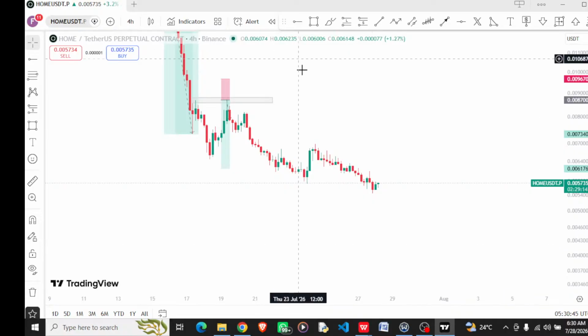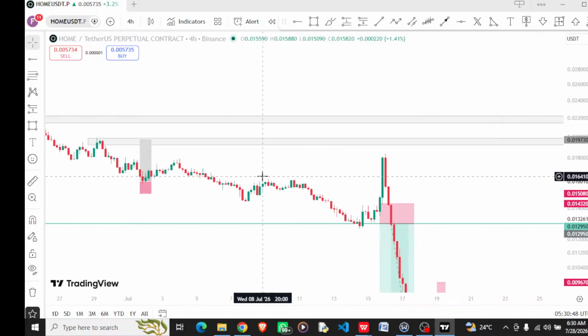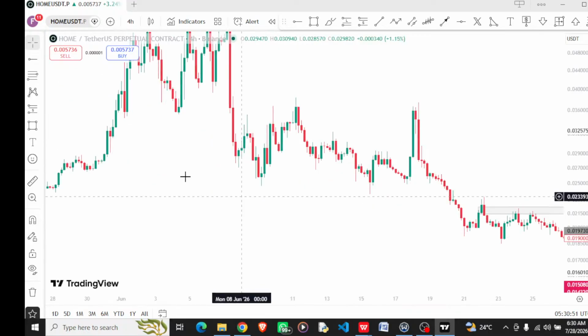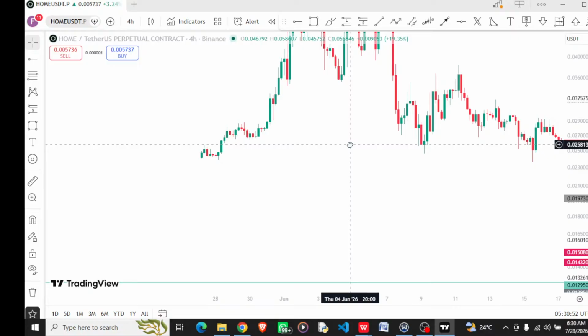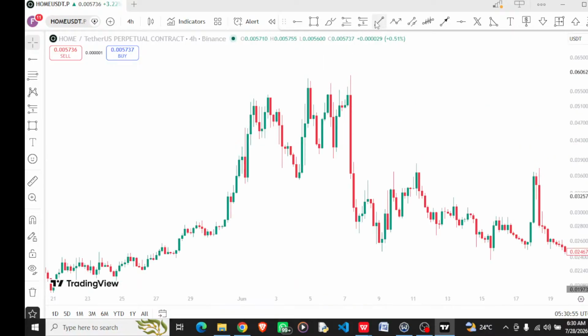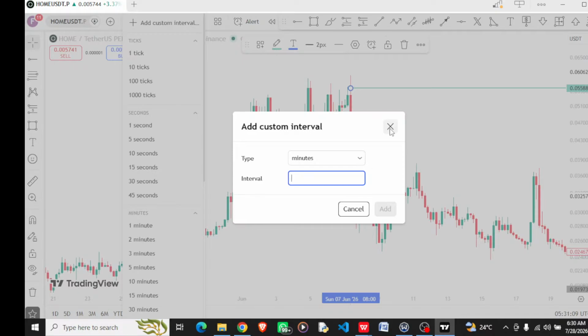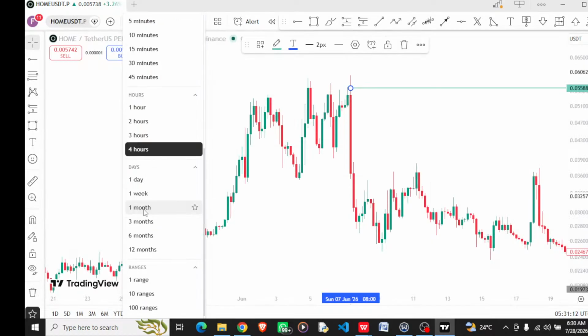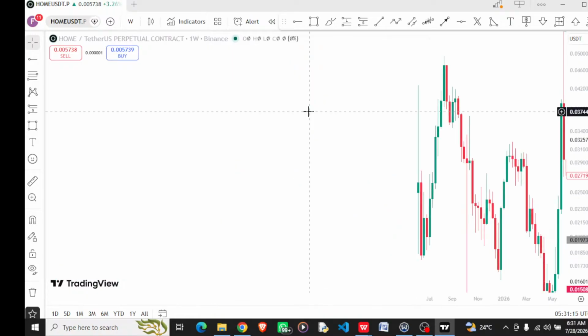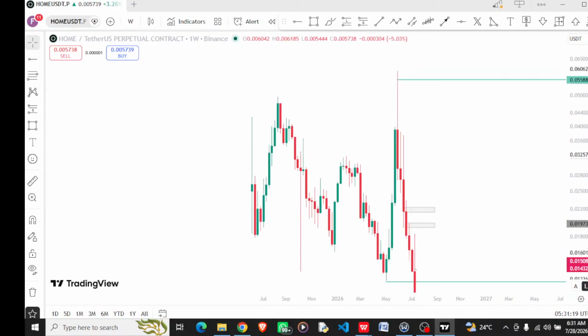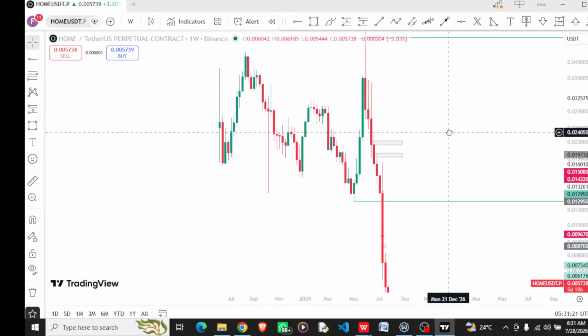Understand? So if you check this coin very well, you will see that it has been dropping since it got to this level. Okay, let's use the weekly candle to check. I don't know, my network is kind of bad. Weekly time frame, I mean. So the coin started dropping since it made this high.